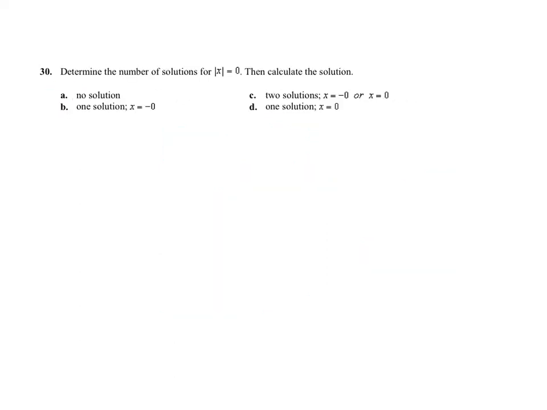Determine the number of solutions for the absolute value of x equals 0. Well, 0 cannot have a positive or a negative answer. So this one is going to be one solution, and it's x equals 0. So that was supposed to be a little tricky for you guys. Remember, that came from that section where we did those three sentences.